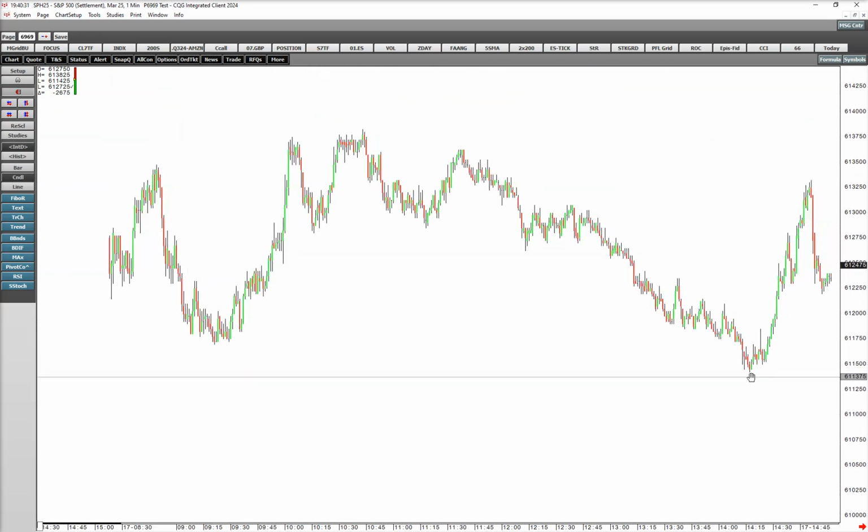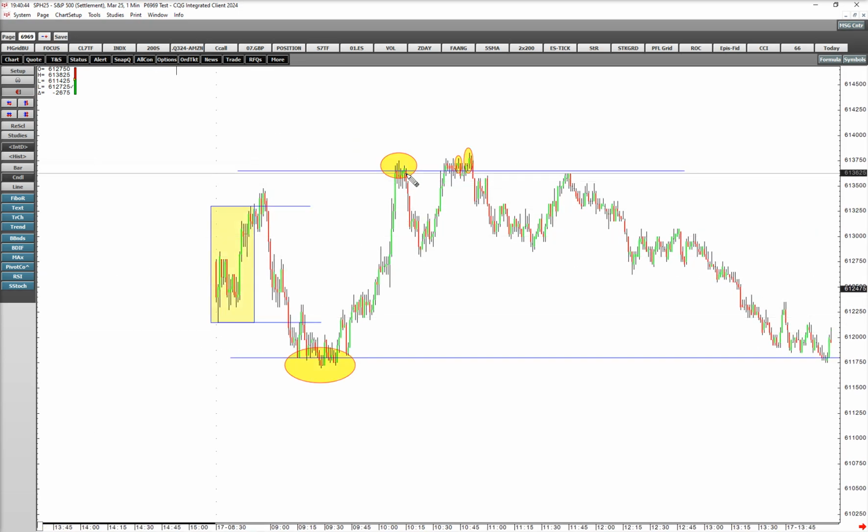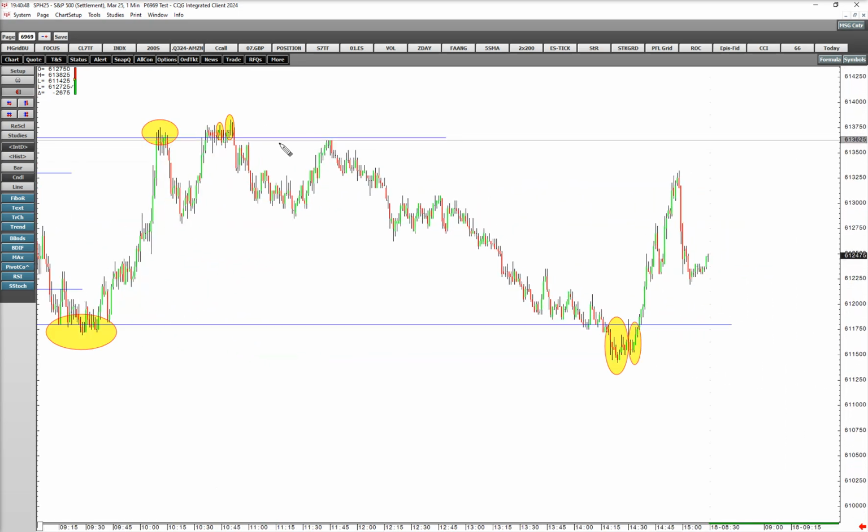So, using this framework, this could have let you know down here that, okay, this isn't a gap and go that's going to keep going all day. When you came back up here, this could have let you know, okay, well, it's not like we've repaired everything and we're heading back to gap fill, because we couldn't get 10 minutes above.